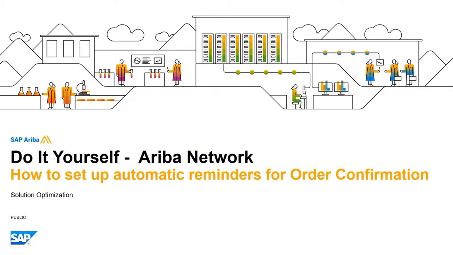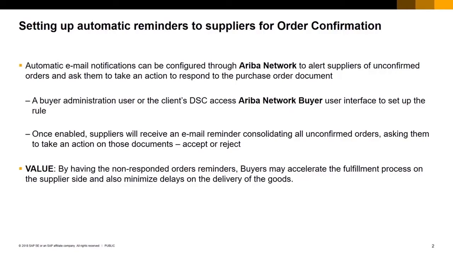And today we'll review a configuration in Ariba Network to enable email notifications to suppliers whenever a purchase order document sent by your organization is not confirmed by your suppliers. So let's review how it works and how to set up this rule. Automatic email notifications can be configured through Ariba Network to alert suppliers of unconfirmed purchase orders and ask them to take an action to respond to the purchase order document.